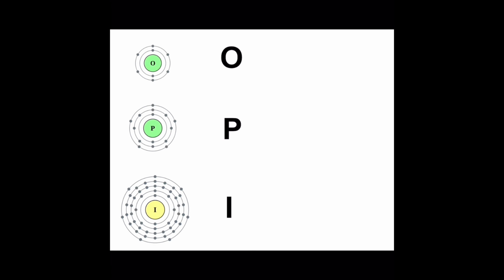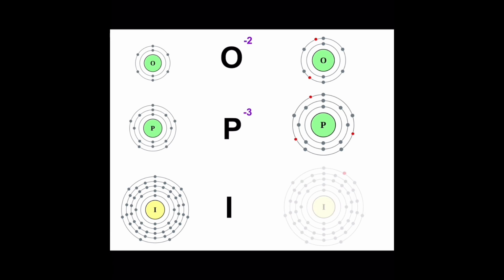Here's oxygen adding 2 electrons to its valence shell, phosphorus adding 3, and iodine adding 1 electron. All negatively charged ions are bigger than the atoms from which they were formed.